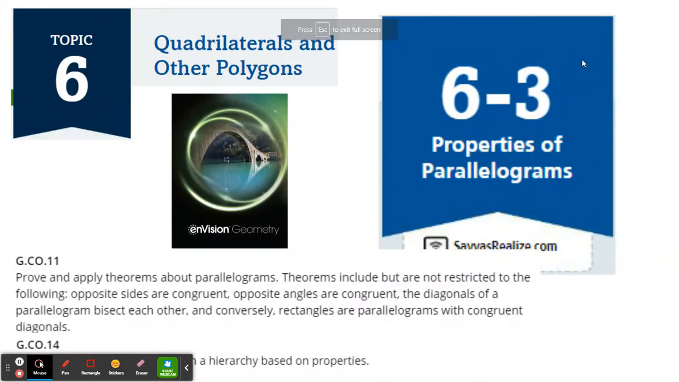Hello, geometry, and welcome to lesson 6.3 on properties of parallelograms. This is huge, right? For some reason, State of Ohio, Common Core, they love parallelograms in geometry. And I think it's just because of all the relationships within a parallelogram.